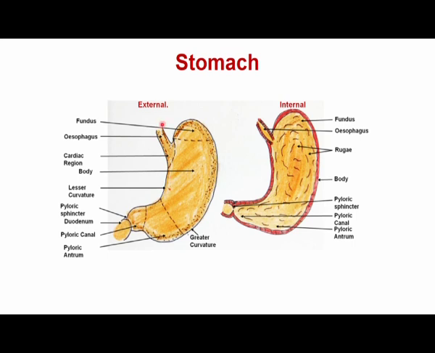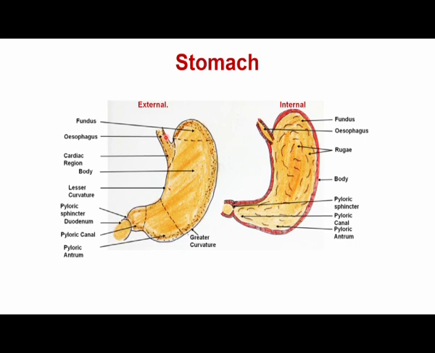So, it allows the material to come from the oesophagus to the stomach, but it does not allow the transport of material from the stomach to the oesophagus. And in cases where the cardiac sphincter does not work properly, it allows the leakage of the stomach material into the oesophagus, and that causes different types of problems. One such problem is heartburn.